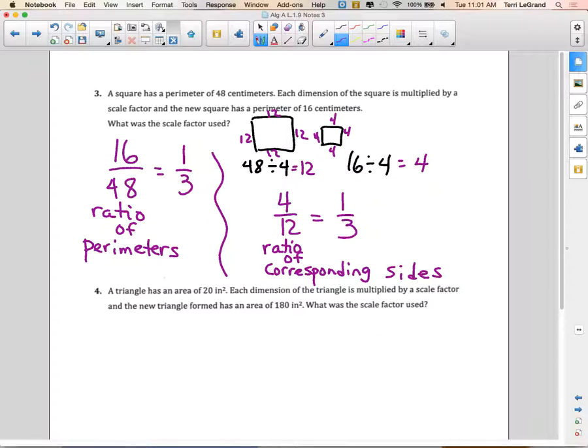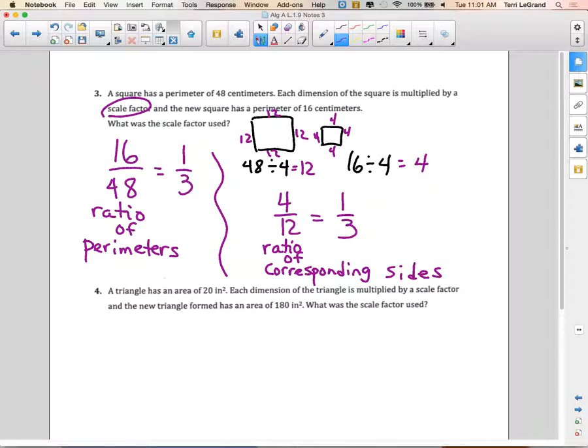And what did we learn about the ratio of perimeters? It is the same as the scale factor. We got 1/3 there too, didn't we? So do you think we found the scale factor? Do you think we have found what they wanted? They wanted us to find the scale factor. What is it? It's 1/3.